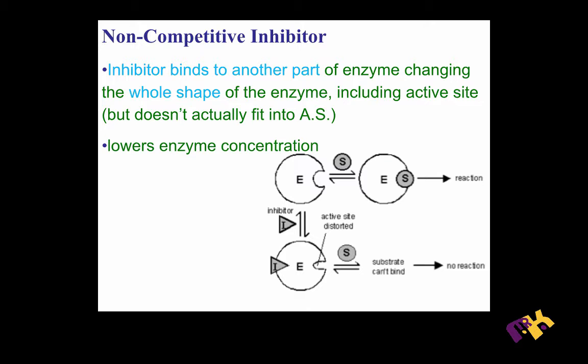Right? This effectively lowers enzyme concentration, because if you have a bunch of these amylase enzymes hanging out, and we have a non-competitive inhibitor change the shape of some of them, it's like they're not even there. It's like we've lowered the numbers of the amylase enzyme that can do anything.